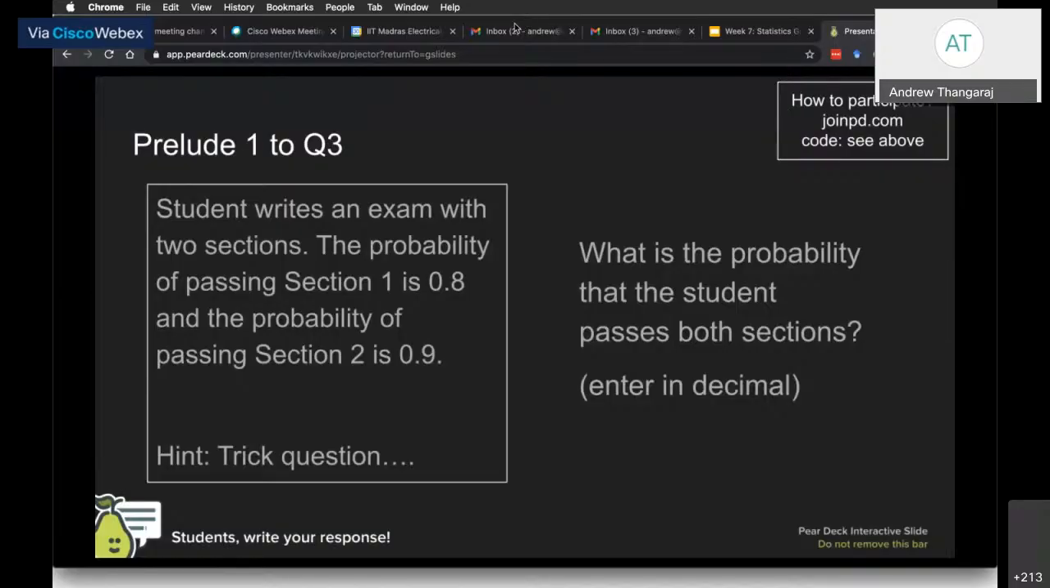I'll give just 1 more minute. Like I said, the emphasis is this is a trick question. Consider the problem carefully and put in your answer. And then I've said enter in decimal. You can also enter text here. You can see that it's a big box. You can put in an explanation for what you think of this question.